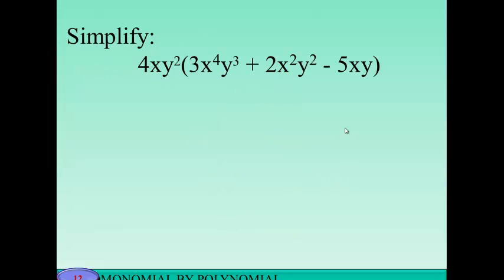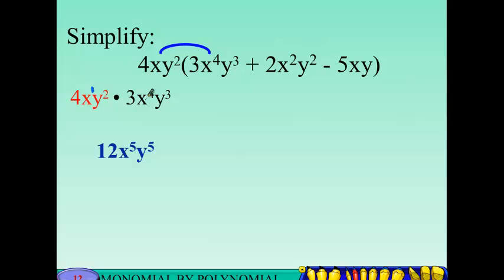Okay, here I have 4xy squared times the quantity 3x to the 4th y cubed plus 2x squared y squared minus 5xy. So again, we are going to distribute 4xy squared to our 3x to the 4th y cubed. Simplifying this, we're going to get 4 times 3, which is 12. Then x to the 1 times x to the 4 will give us x to the 5. Y squared times y cubed is equal to y raised to the 5th power.